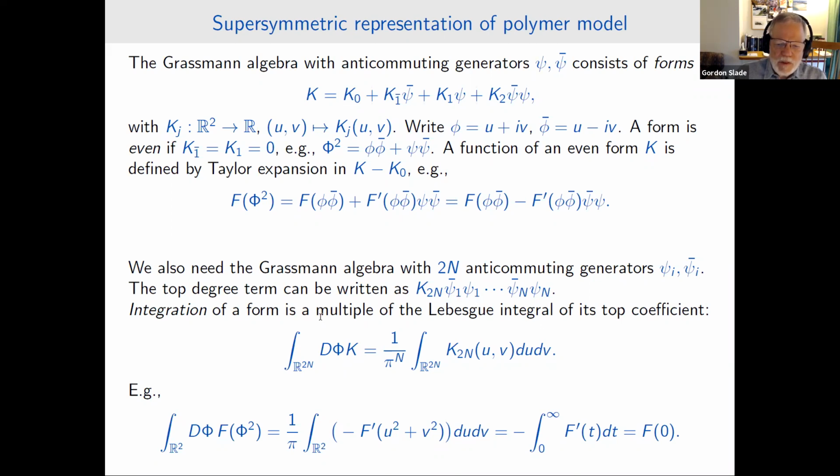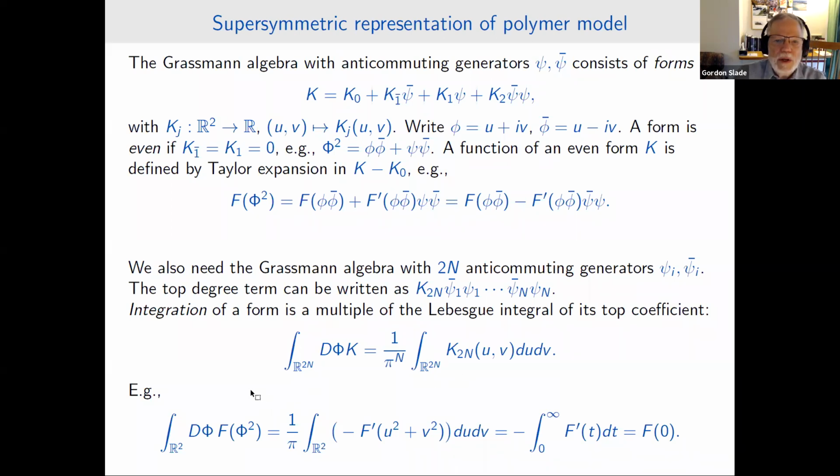And the integration of a form is defined like this. This is the notation for the integral over R^n of a form k: it is defined to be a multiple, 1 over pi to the n. Not very important about the pi factor, but it has to show up somewhere. This is where we put it. And then the Lebesgue integral of the coefficient k_{2n} of the top degree part of k. That's the definition of the integral of a form k.